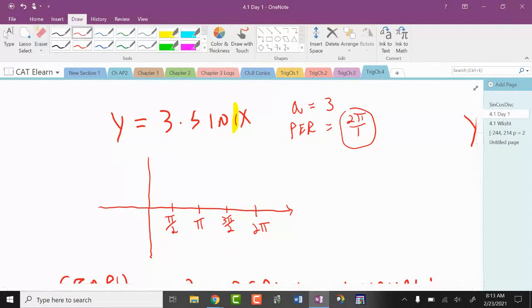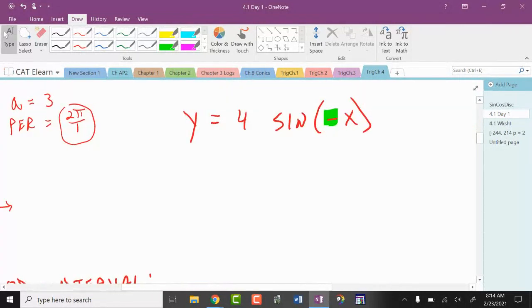Just stick with me. Knowing this is sine, this starts at 0, 0, hits its high point, which is now 3 instead of 1. And that happens here, and then back to 0, and then low point, and then back to 0. Then I prefer some arrows that this continues this pattern. Let's move on.